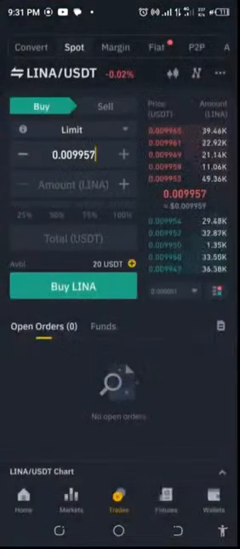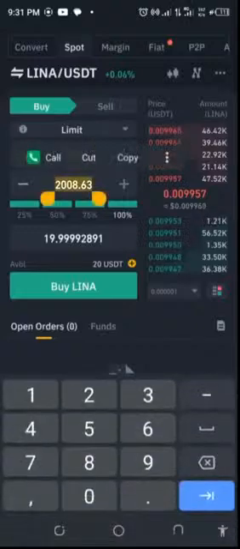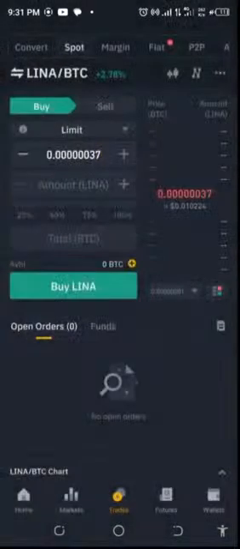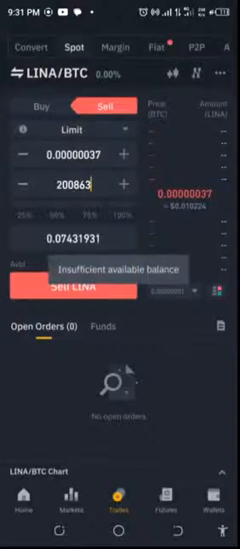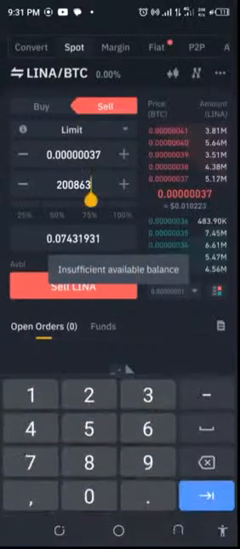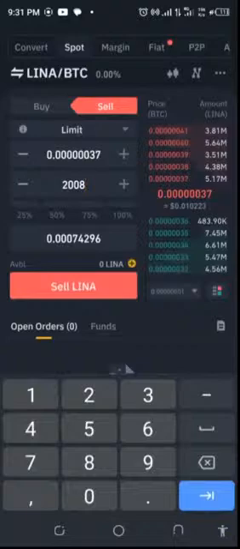All right, so we've got our usual $20, right? So let's do this. What we have here is 2008.63. Let me copy that, and then I'll go over to BTC and try to see if I could sell this. Now remember, Lena doesn't recognize that decimal point. So what we have here now is 0.000742.